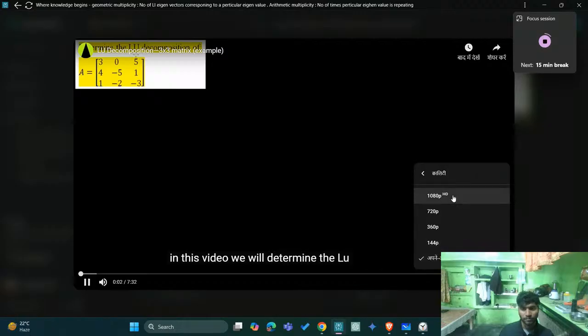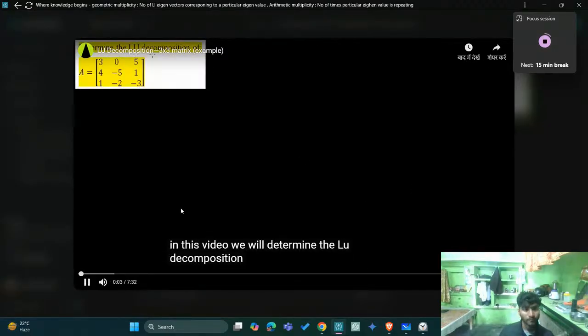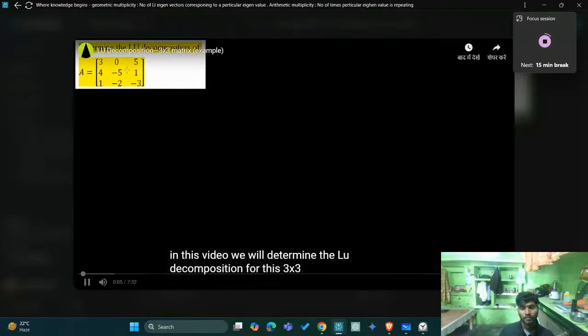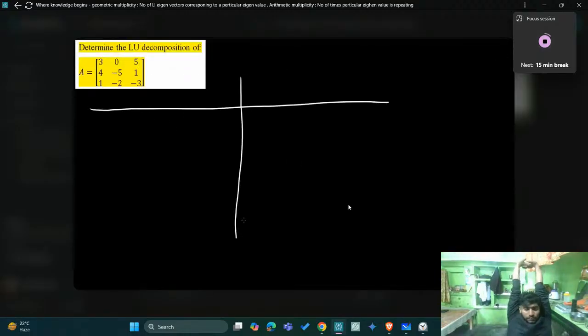determine the LU decomposition for this 3 by 3 matrix. And when we solve this problem, I will do it using a shortcut method. So let's get started. First, I will draw a table. One side will be L, and the other will be U.